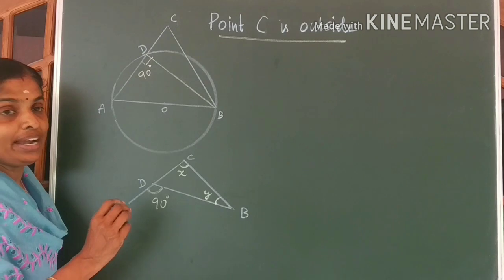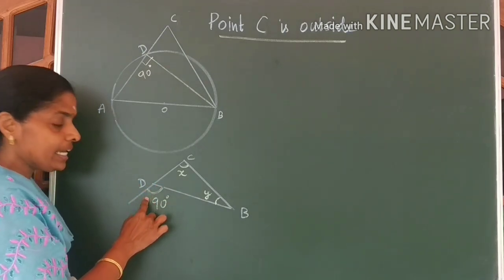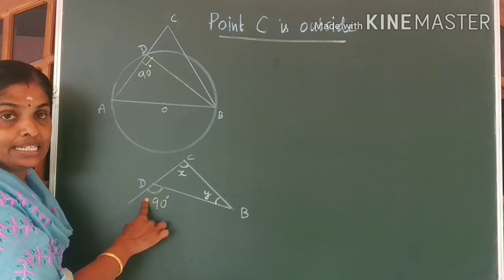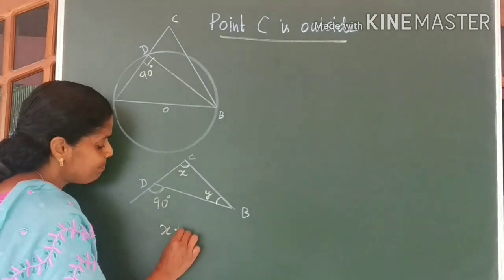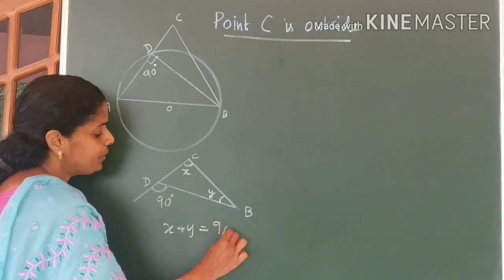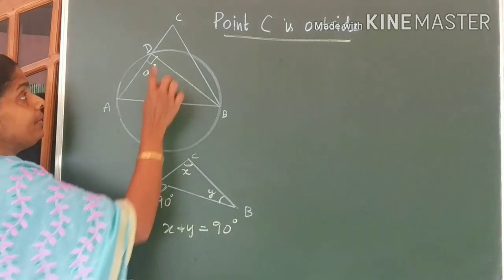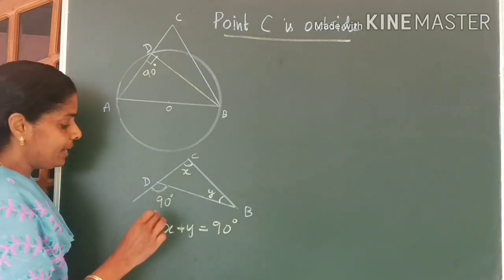From this, what did you understand? We know in a triangle, the exterior angle is the sum of the two interior angles. So here you can say x plus y is equal to 90 degree. We are asked to find out this angle alone, isn't it? So what can you say here?